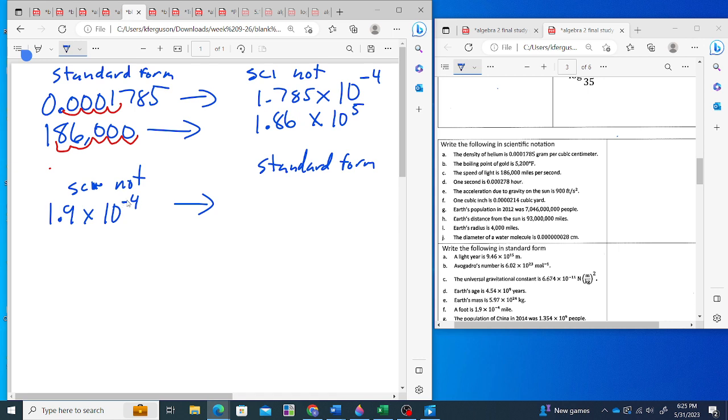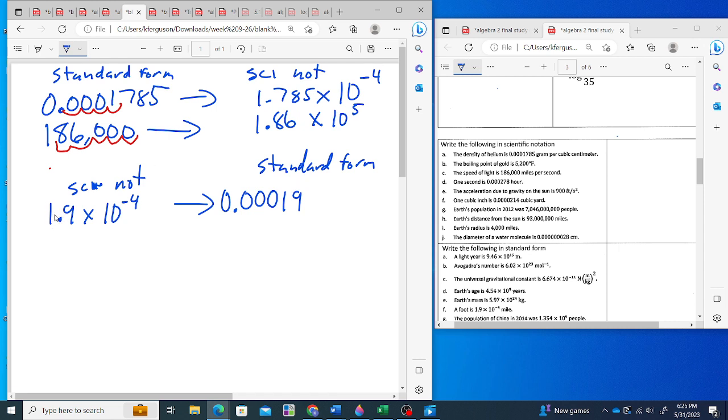So here's my decimal point. The exponent is negative, so I know that I'm less than 1, so I'm going to the left. So I'm going to write my 1 and my 9 down. The decimal place was here. I moved it here. So that's one move. How many moves do I got left? That tells me how many zeros I got. I got 3. 1, 2, 3. So that's my standard form.